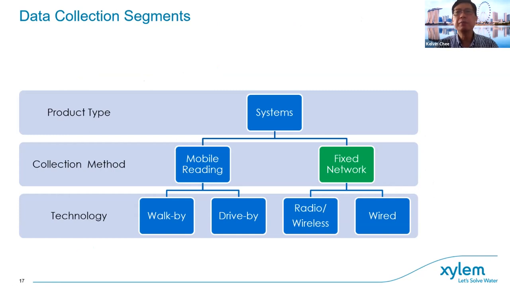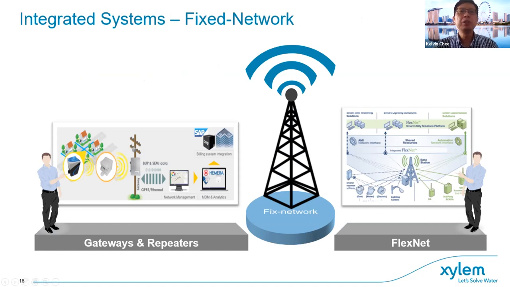Now I'll talk a bit about the network. Network, fixed network wise, we have two solutions. It's using either the unlicensed spectrum on the left or the licensed spectrum on the right. On the unlicensed spectrum, typically it will be 433 megahertz in Asia. You can have all the meters installed in the field and just start with the AMR, which is walk-by, drive-by. And then if you feel that you're ready, you can keep the same meters in the field, but just deploy the repeaters or gateway, and then you can straight away jump into the fixed network solution. So you do not need to reinvest in the meters. That's the advantage of this kind of smart meters.